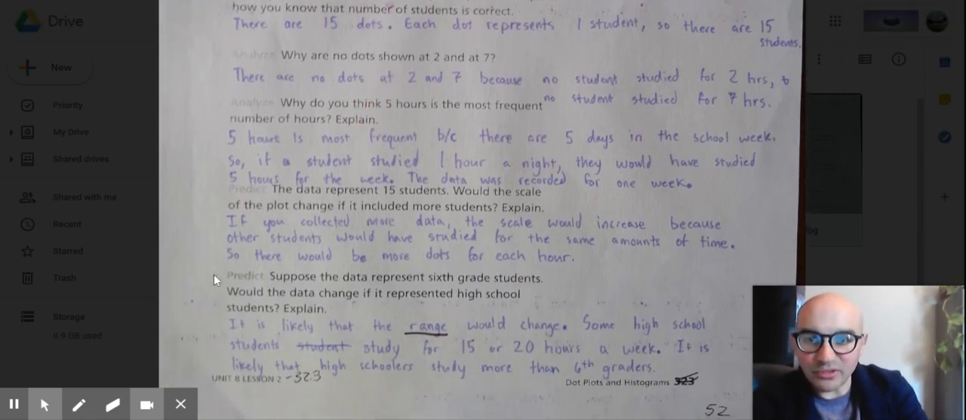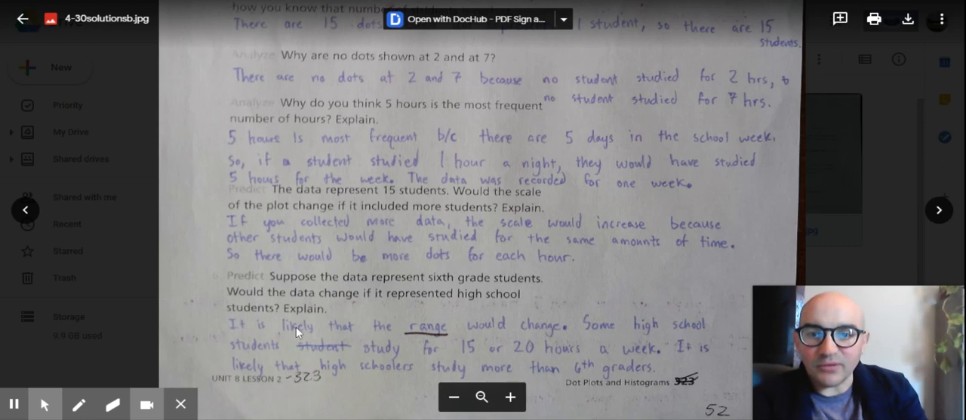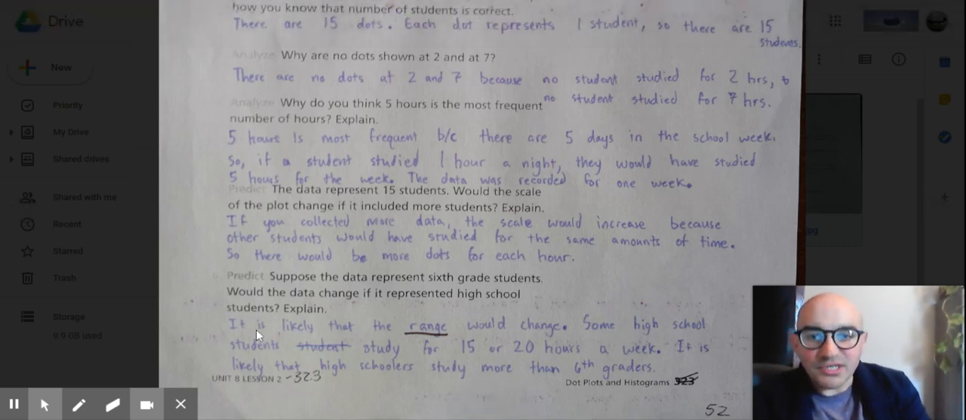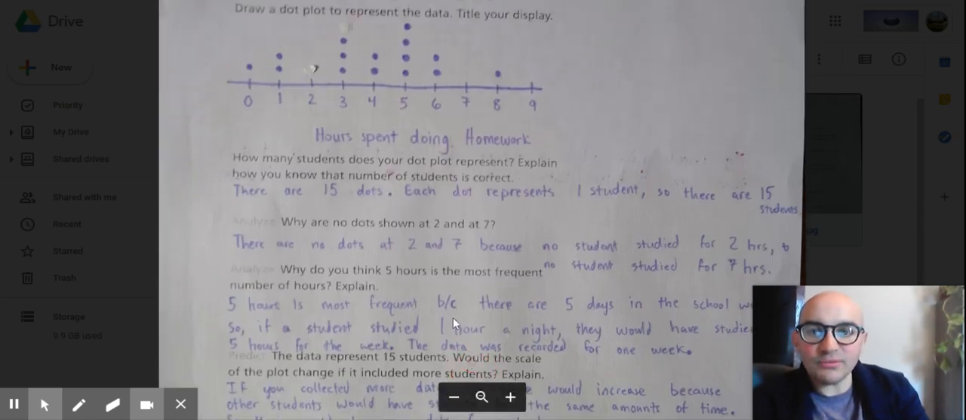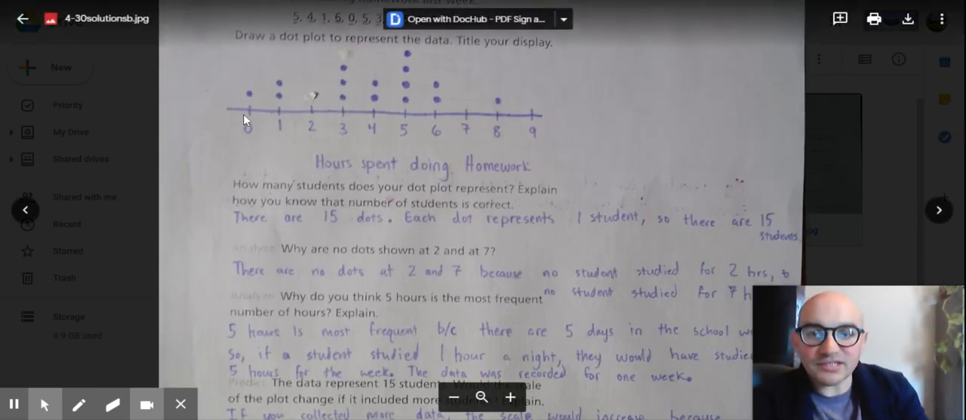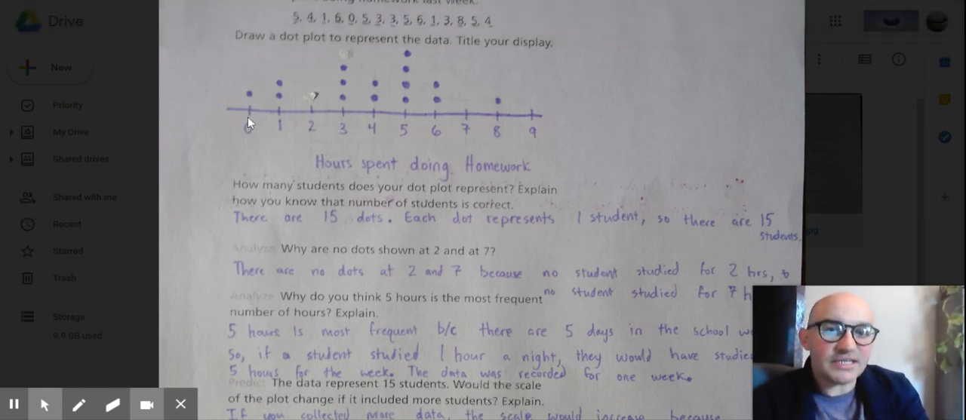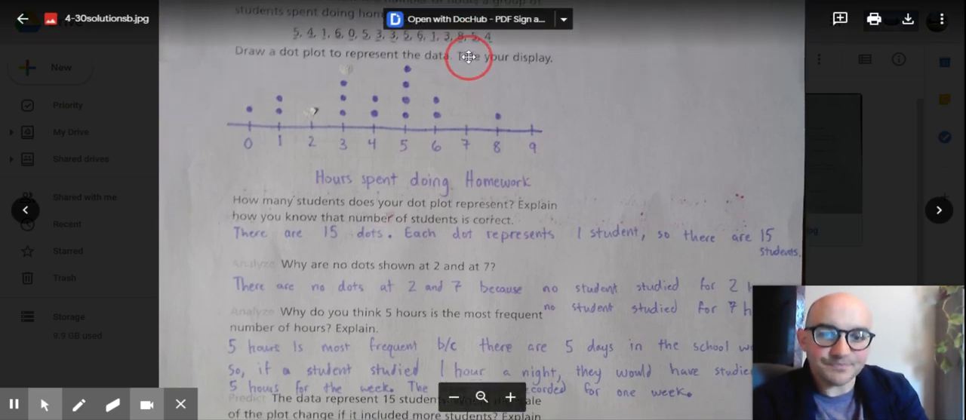Let's come down to part 6 here. It says predict. Suppose the data represents 6th grade students. Would the data change if it represented high school students? Again, this is one of those questions where your answer might vary a bit from mine, and that's perfectly fine. My presumption is it's likely that the range would change. The range is the values from smallest to largest. The reason I say that is, in this case, the largest number was 8 hours a week.